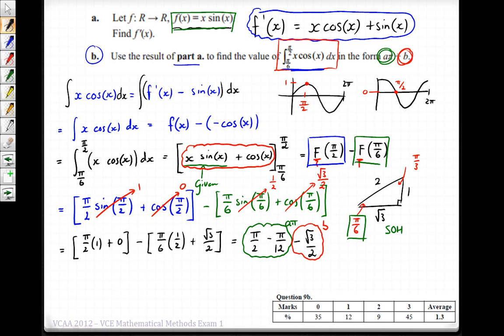Alright, so let's do that, and we're just going to get that this integral is equal to, so pi on 2 would be the same as 6 pi on 12, so 6 pi on 12 minus pi on 12. I'll write that out. 6 pi on 12 is the same as pi on 2, minus pi on 12 is going to give us 5 pi on 12, and we're still subtracting away root 3 on 2. So that's just equal to 5 pi on 12, and then we subtract away our b term, which is root 3 on 2, and that's the answer to our definite integral for this question.